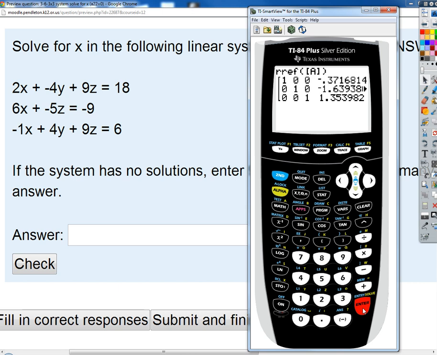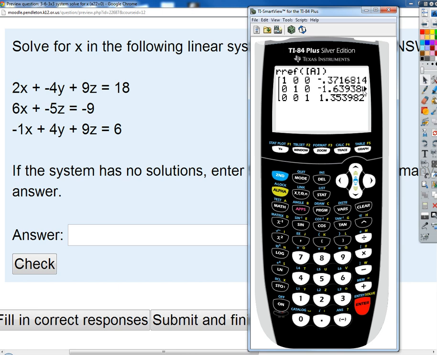Now think about what these equations mean. We said that column 1 is the coefficient of x, column 2 is the coefficient of y, column 3 is the coefficient of z, right? So that first row really just means the equation 1 times x, no y or z terms, just 1 times x equals negative 0.3716, and so on. So that's telling me the x value, isn't it? Right? So this first number corresponds to x.